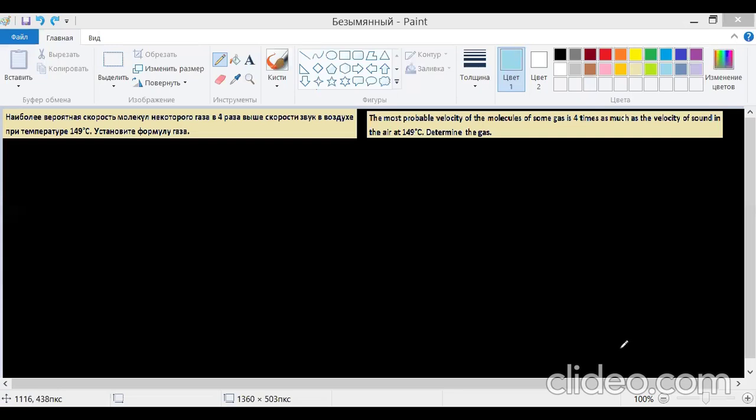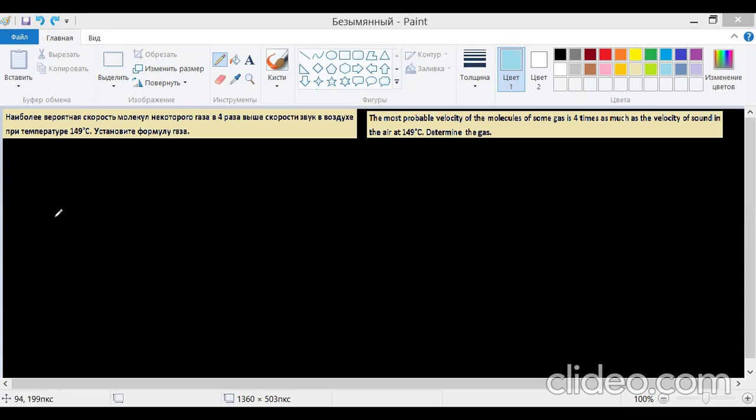Here it is. I will try to explain the solution to this problem in two languages, in English first, and then in Russian. So the first problem is the following. The most probable velocity of the molecules of some gas is 4 times as much as the velocity of sound in the air at 149 degrees Celsius. Determine the gas.